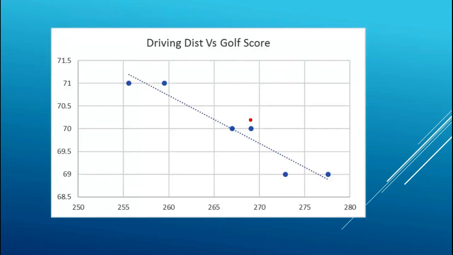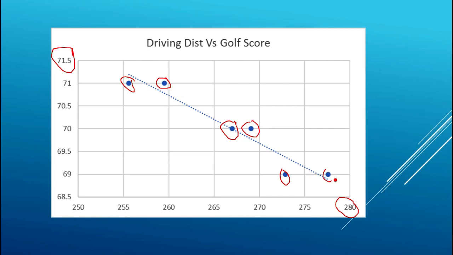Here's a scatter plot just to bring this back to some of the material that we covered in the previous chapter. What I have plotted is driving distance on the horizontal axis, and golf score on the vertical axis. I have done a scatter plot, so each one of these points represents a different game of golf from our data set. And you can count them up and see that there are indeed 6 different rounds of golf.